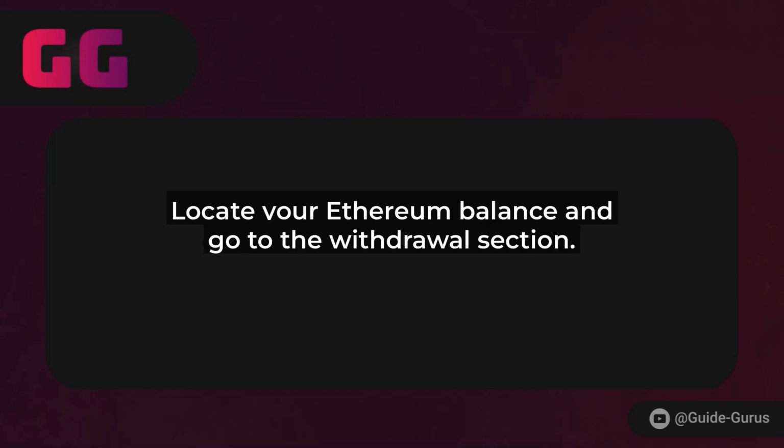Step 2. Find your Ethereum balance. Look for Ethereum, ETH, in your wallet overview. Click on it to proceed to the withdrawal page. You'll need to verify your identity if you haven't already. Binance takes security seriously, especially in 2025 with all the new regulations.